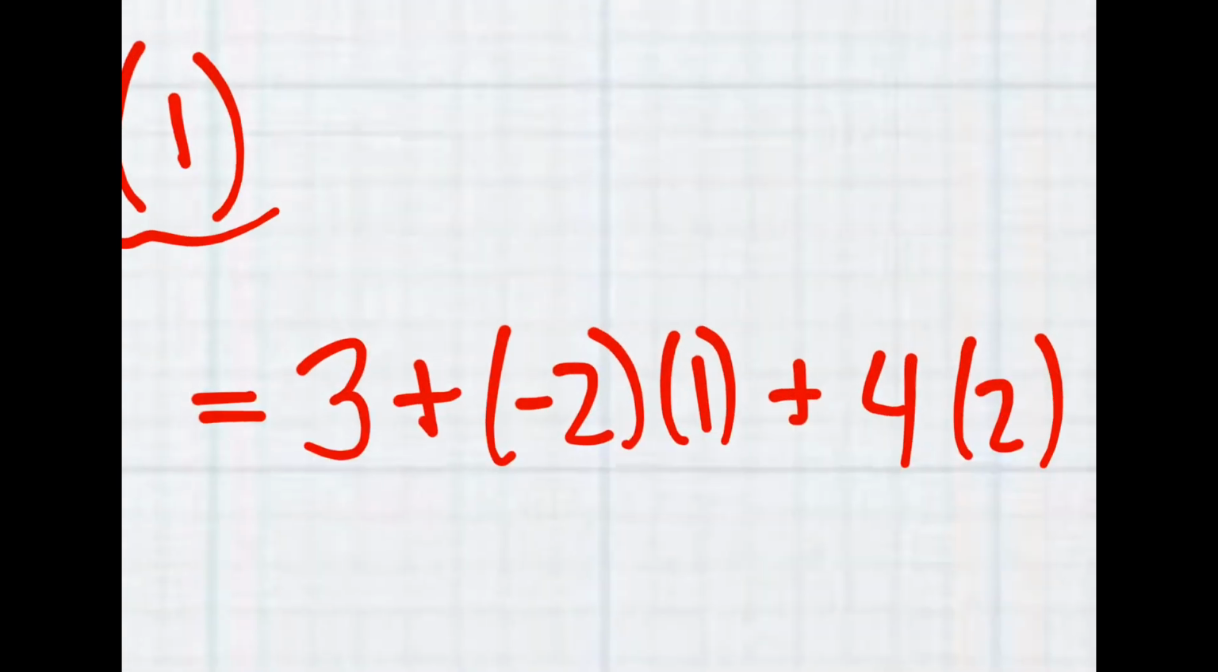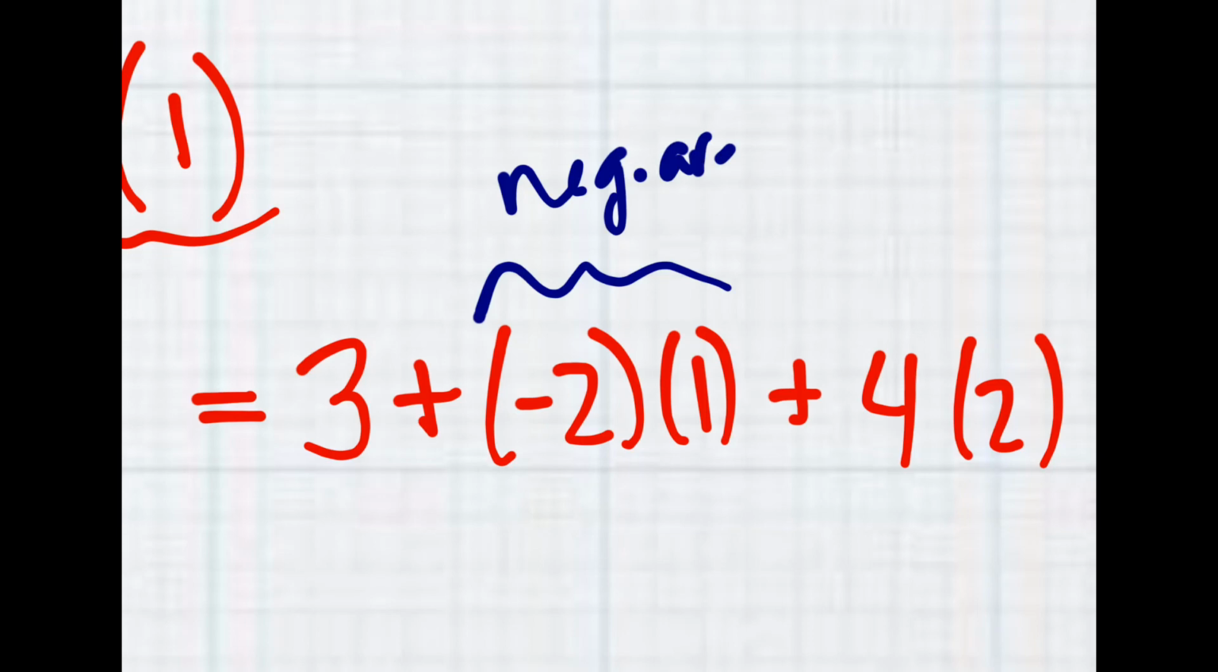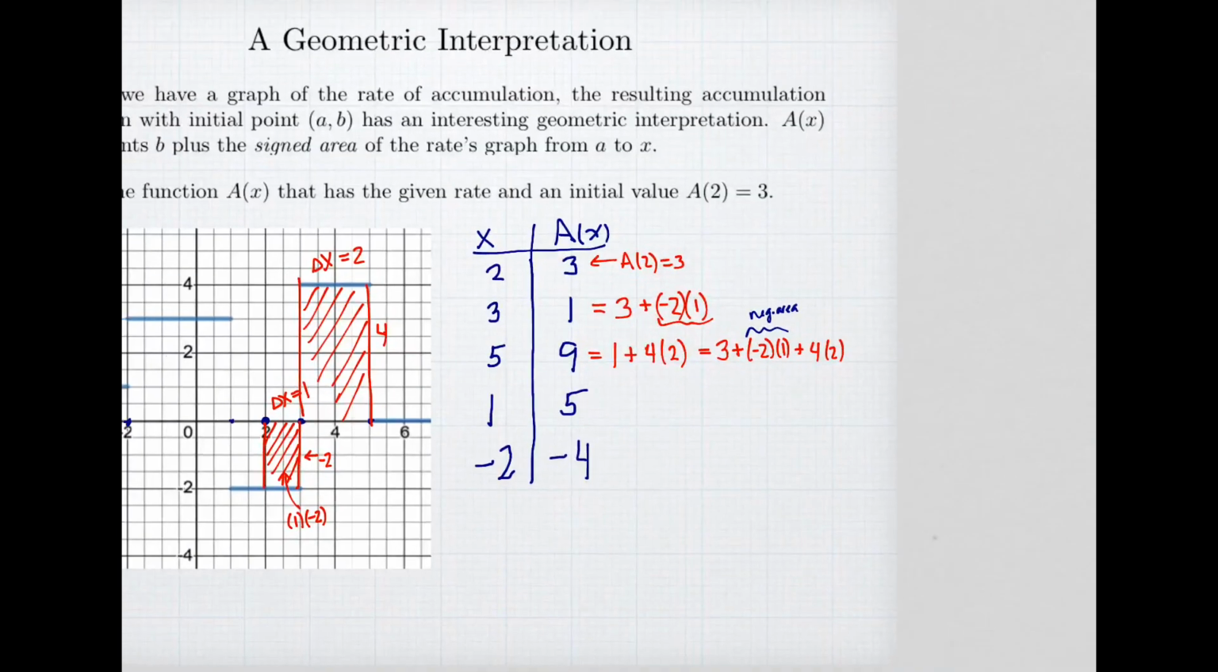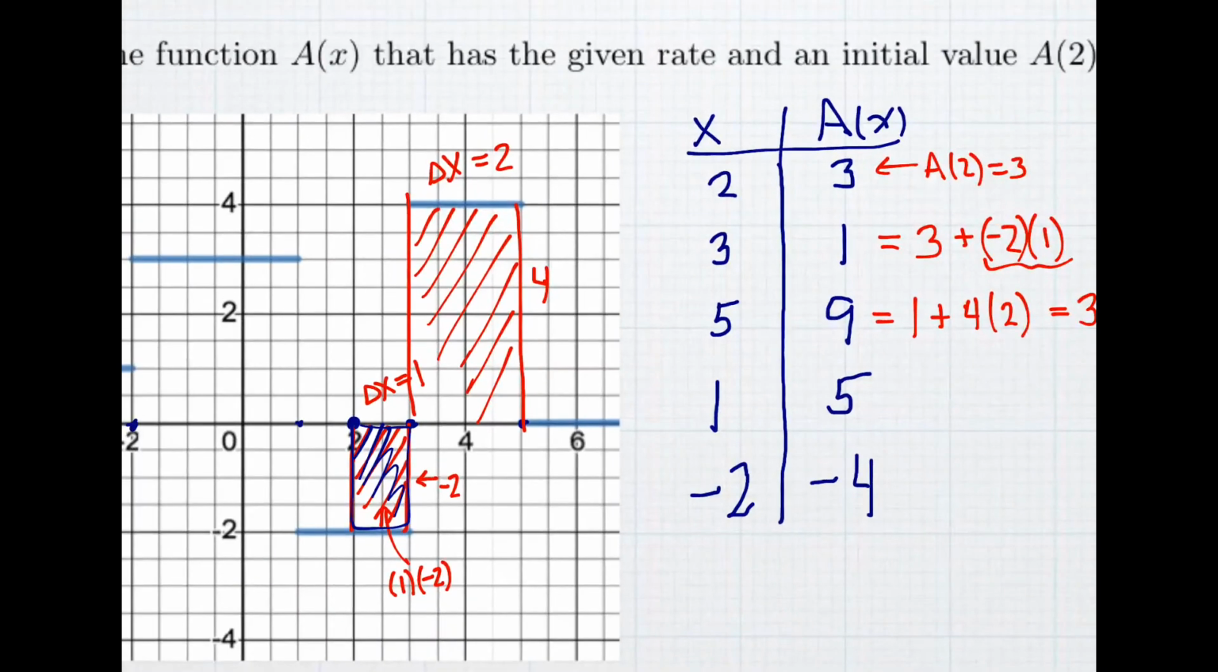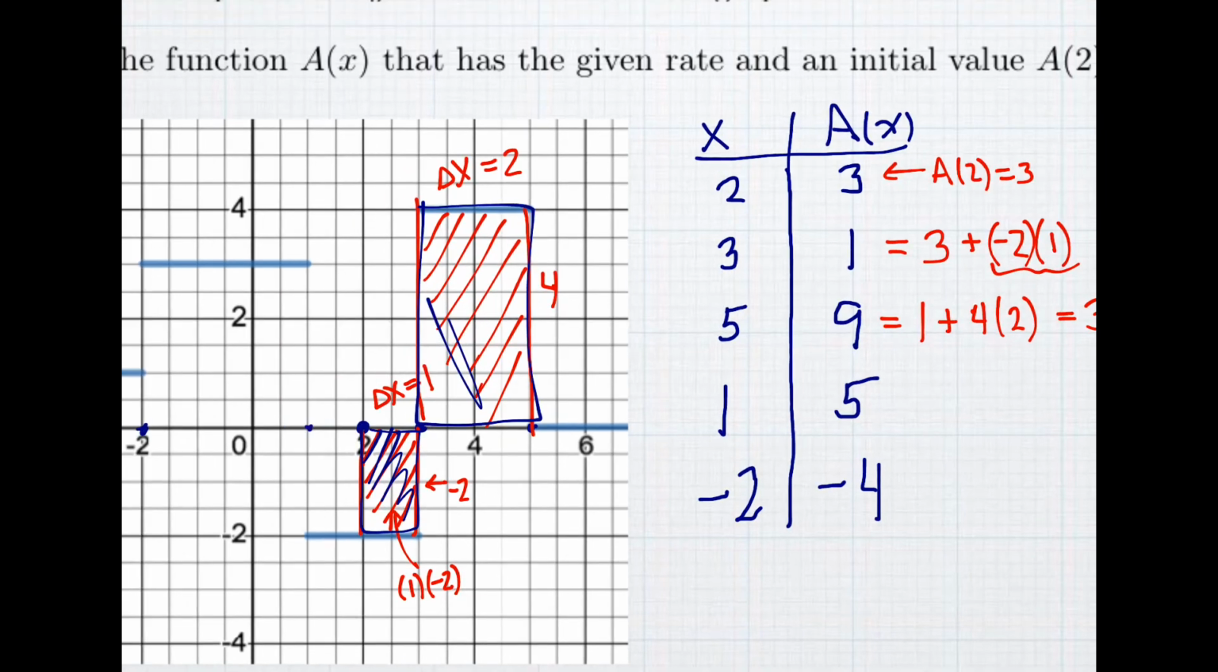So I had this negative area. That negative area came from this first rectangle. And then I add a positive area. That came from the second rectangle.